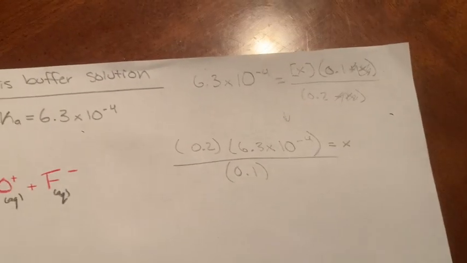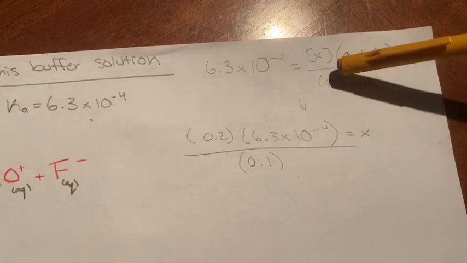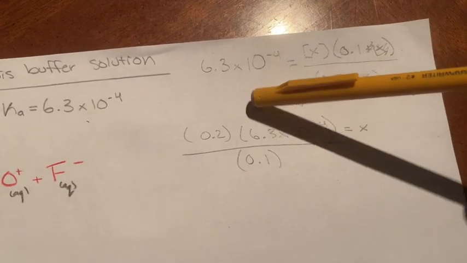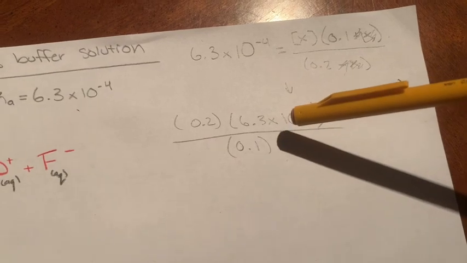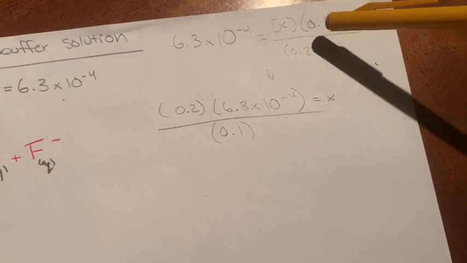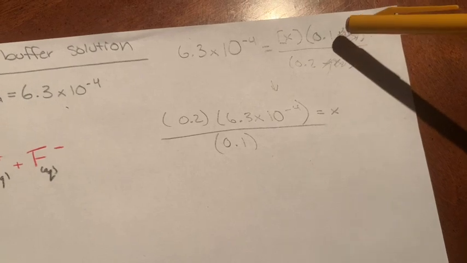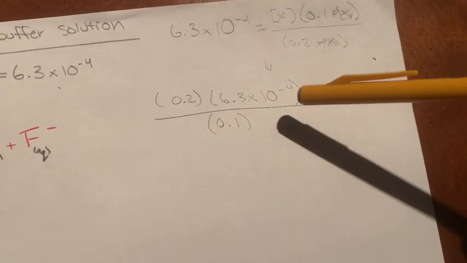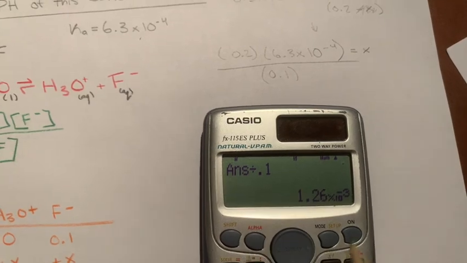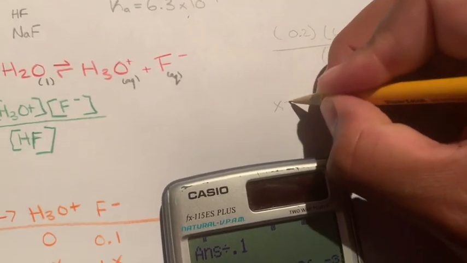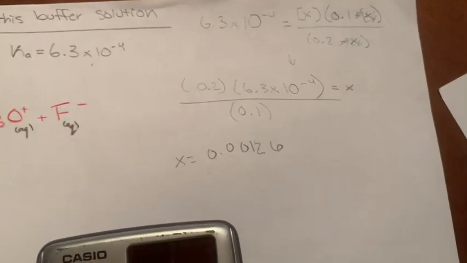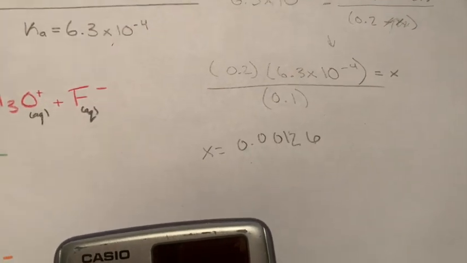Here we want to solve for X, right? How do we bring this to this side? The opposite of division is multiplication, so we multiply it by 6.3 times 10 to the -4 power. Then, the opposite of multiplication is division, so here we're dividing by 0.1. We plug this into the calculator, and written out fully, X equals 0.00126. Compared to 0.1, that's relatively small, so my assumptions were right.